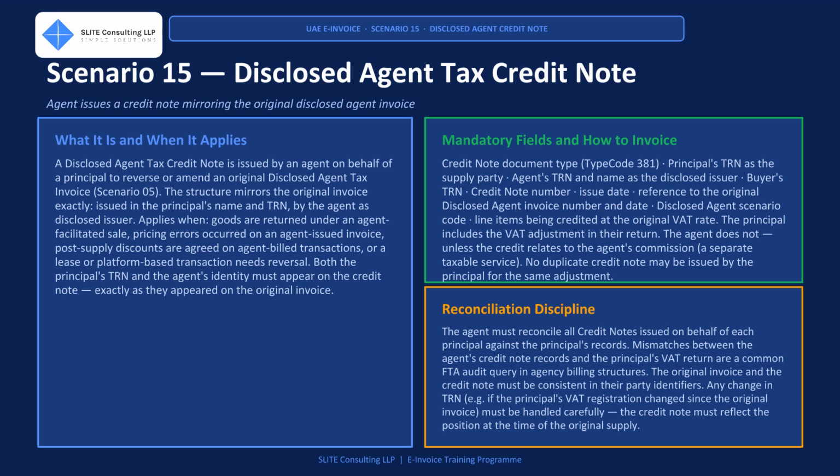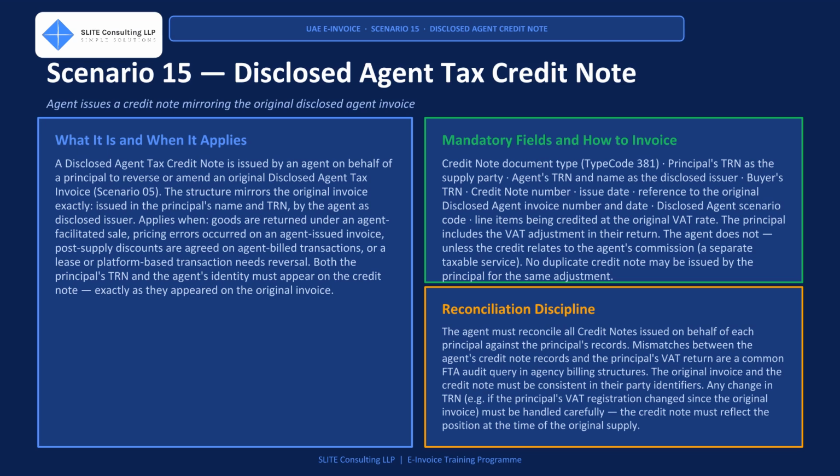Both the principal's TRN and the agent's identity must appear on the credit note, exactly as they appeared on the original. The principal includes the VAT adjustment in their return. The agent does not, unless the credit relates specifically to the agent's commission, which is a separate taxable service.